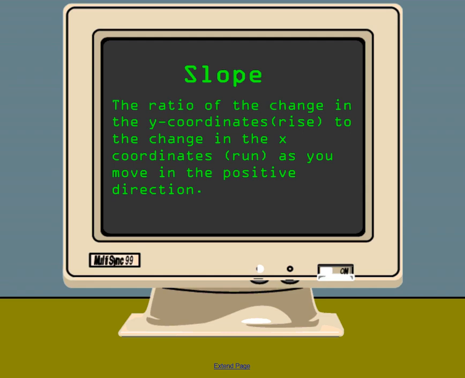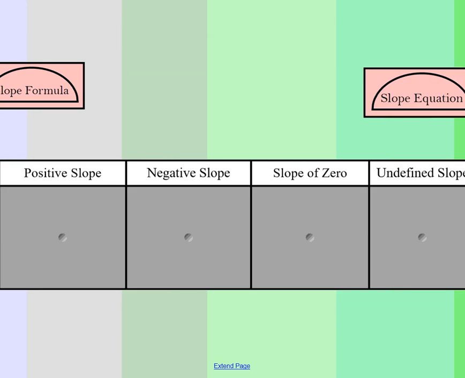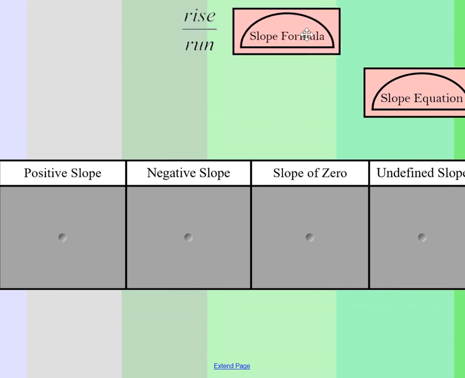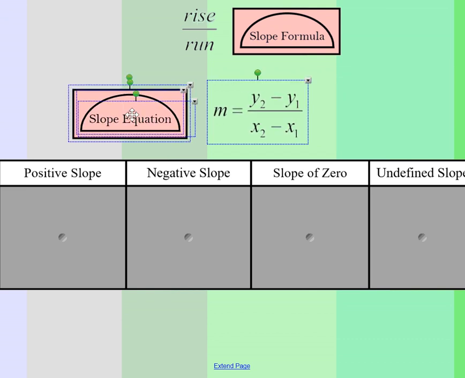Slope is the ratio of the change in the y-coordinates, also known as the rise, to the change in the x-coordinates, also known as the run, as you move in the positive direction. The slope formula is, as we said, rise over run. Another way to think about it is you can use your slope equation, which is y2 minus y1 over x2 minus x1.